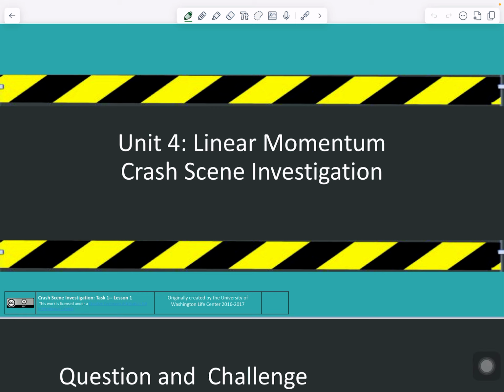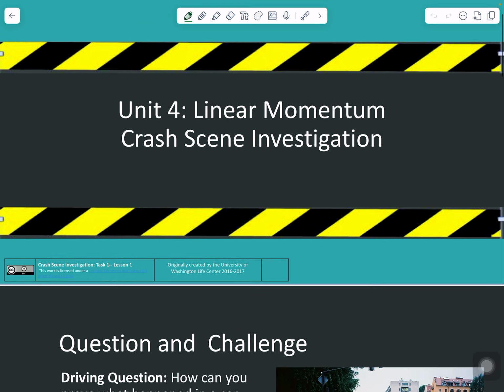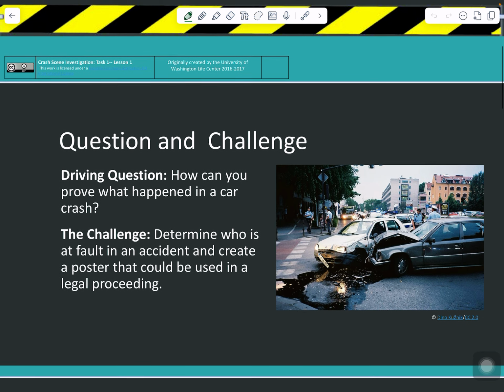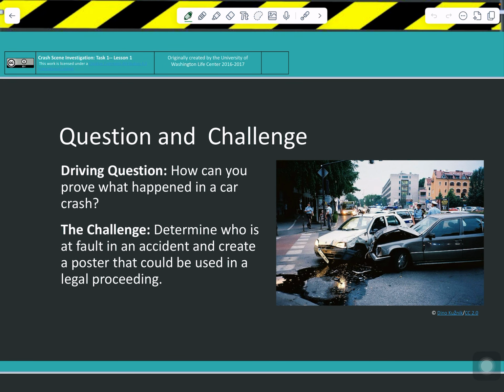So we are going to become crash scene investigators. Our driving question is, how can you prove what happened in a car crash? And it's mostly forces and linear momentum. So even though you guys are just beginning physics students, you will actually know enough by the end of this unit to be expert witnesses about crash scene investigations.